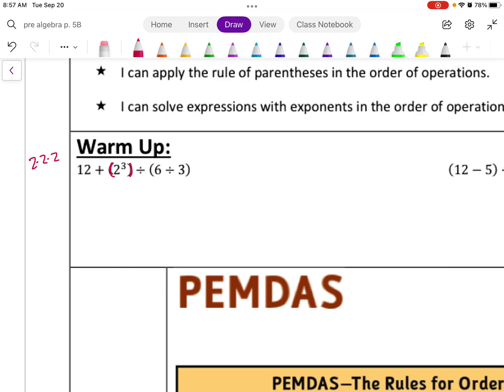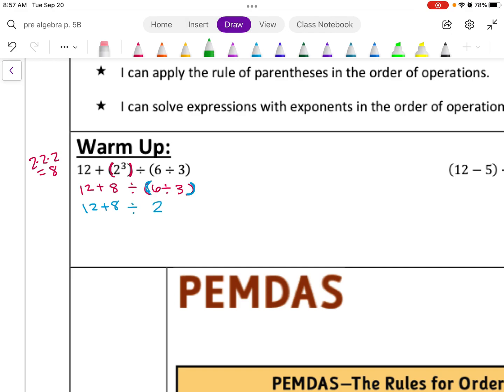Well, 2 times 2 times 2 is 8. So really this is 12 plus 8 divided by the quantity of 6 divided by 3. Now I need to simplify this other set of parentheses. 6 divided by 3 is 2. So we have 12 plus 8 divided by 2.